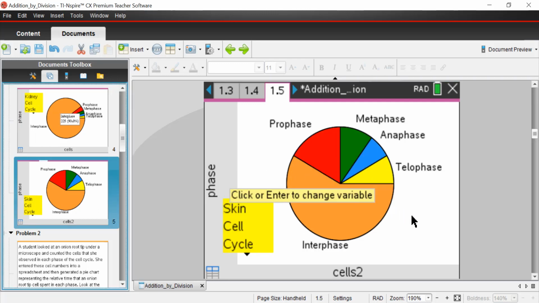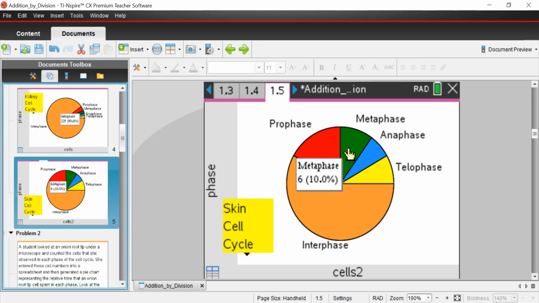This is a skin cell pie chart. Same kind of idea. We counted a number of cells that were skin cells, a smaller sample size in this case, but 35 cells were in interphase, 10 were in prophase, 6 were in metaphase, 4 were in anaphase, and 5 were in telophase. So we're looking at 35 plus 10 is 45, plus 6 is 51, plus 4 is 55, plus 5 is 60.